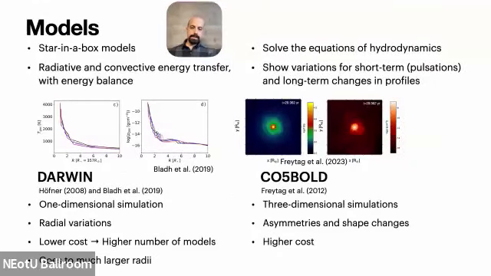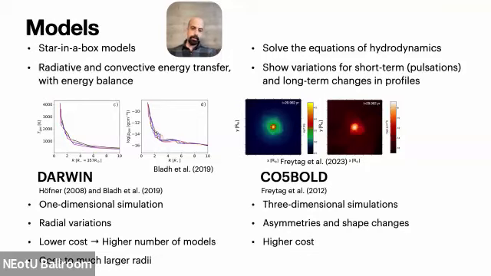In order to see this, we use some star-in-a-box models. They simulate the star as a whole, but can be specialized with different regions and purposes. These are hydrodynamical models with radiative and convective energy transfer. We can also see short-term variations and long-term variations in these models. These are two models. One is DARWIN, a one-dimensional simulation that includes radial variations, and it's lower in cost, so we can have many more models, and it goes to much larger radii.